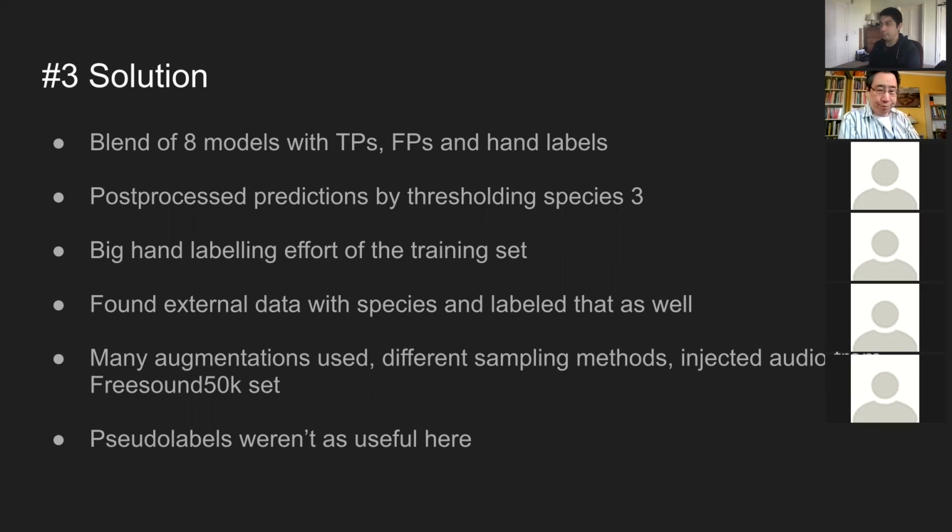And then they also mentioned that they did a big hand labeling effort. They actually went into the audio. They listened to almost all of it. They said that they ended up getting efficient enough that they were doing 300 audio clips a day, just going through and marking off all of the missing labels, basically. And then on top of that, they found some external data. So they found additional recordings and they were able to label that as well and then train on that on top of it. They used a whole bunch of augmentations.